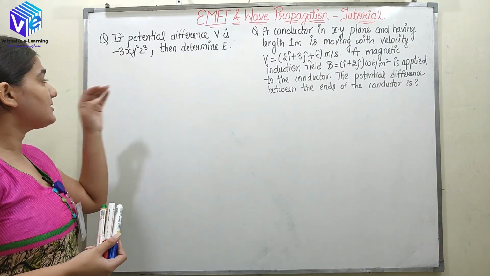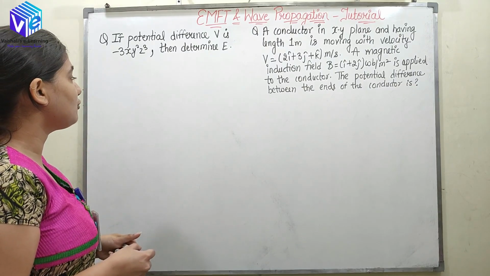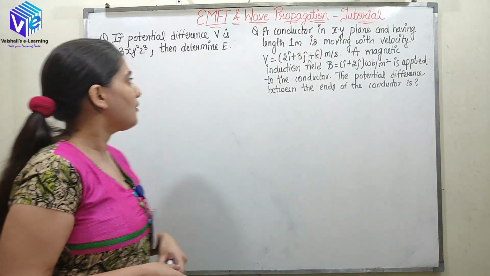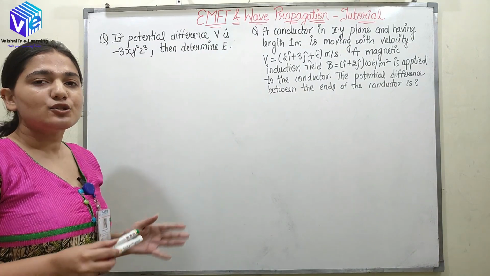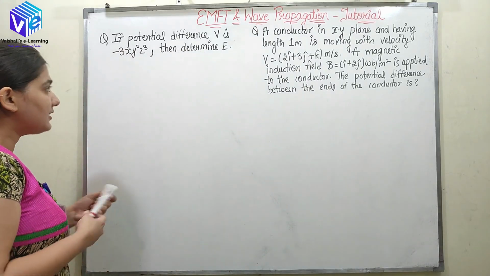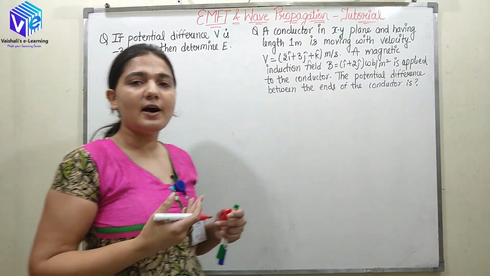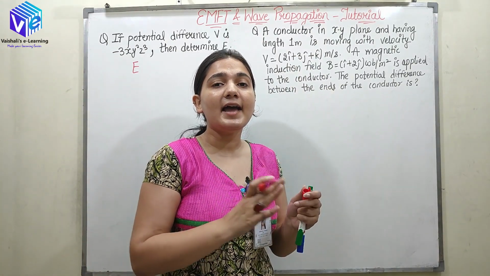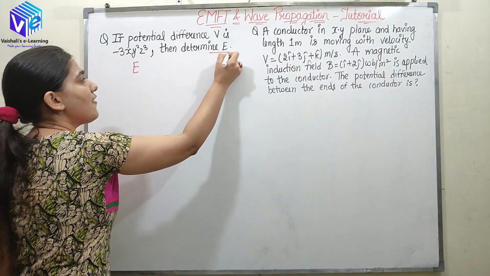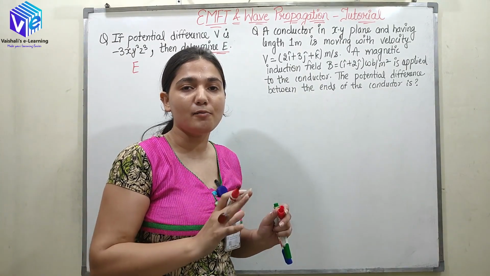Now the question is, if potential difference V is minus 3xy square z cube, then determine E. What is V? Potential difference. What is E? Electric field intensity. So we need to find the relationship between V and E. In the previous video I also talked about V and E, but there I had the reverse. We were finding out V, and now here we have to find out E. You should be very careful in applying the formulas here.